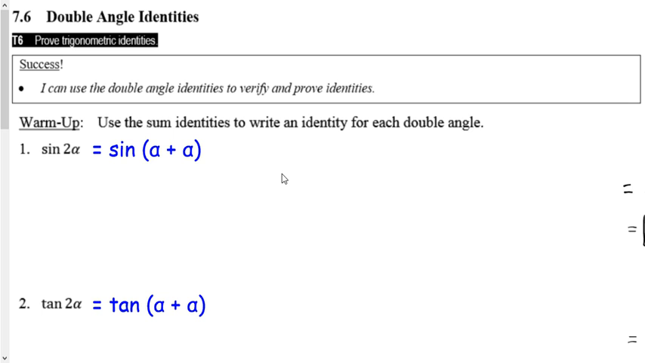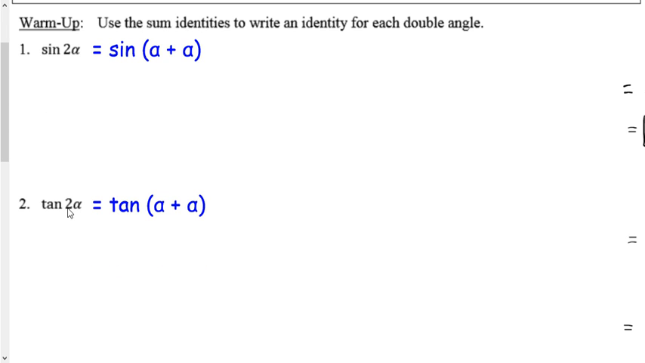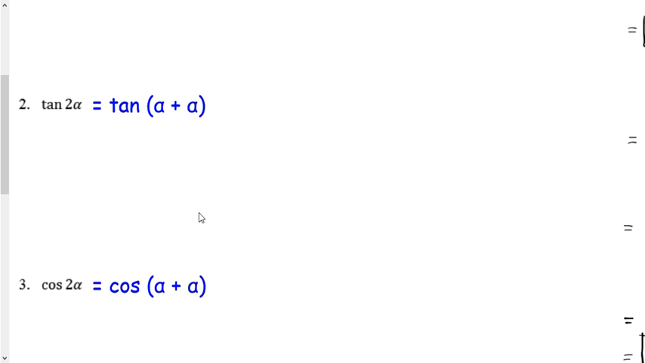So notice sine of 2 alpha would be the same as sine of alpha plus alpha. So use the sum identity for sine and see what you get. Simplify that down. Similarly, tangent of 2 alpha will be the tangent of alpha plus alpha. Again, use that sum identity for tangent. Simplify that expression to see what you get. And the same idea for cosine of 2 alpha. Pause the video and try those questions.